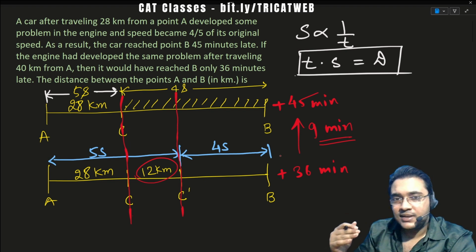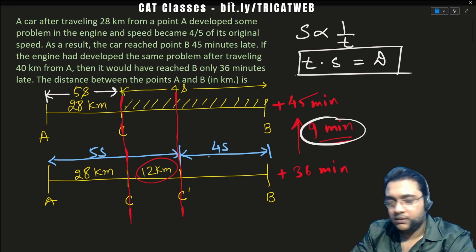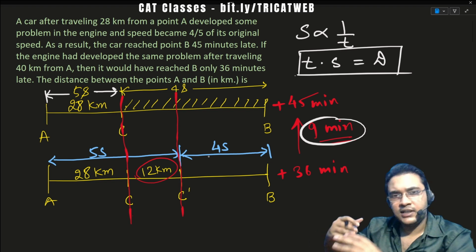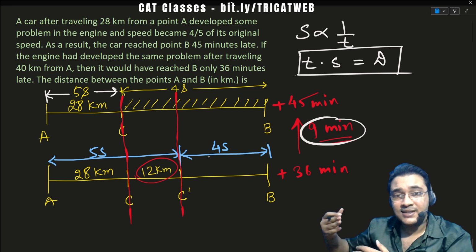And what does this gap represent? This gap represents that if I would have traveled this 12 kilometers at my usual speed, I would have saved 9 minutes. Is it not? Because otherwise I would have been delayed by 45 minutes. Now I am delayed by 36 minutes. So there is a 9 minute saving that has happened.